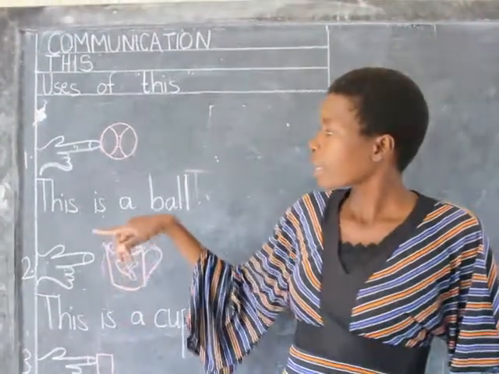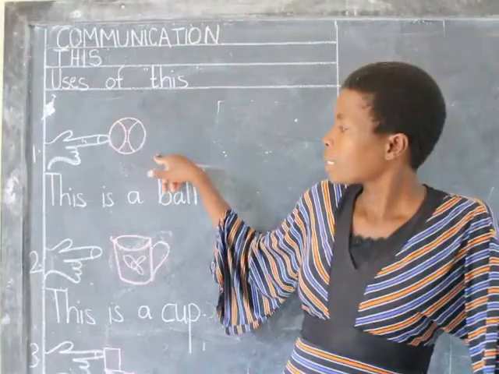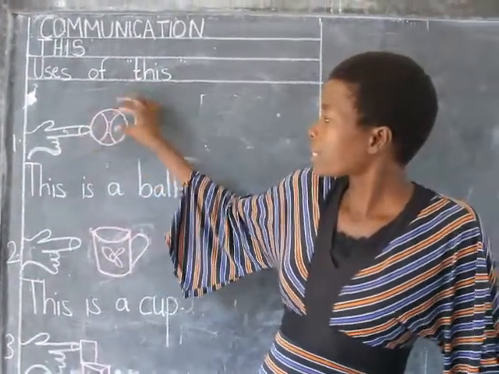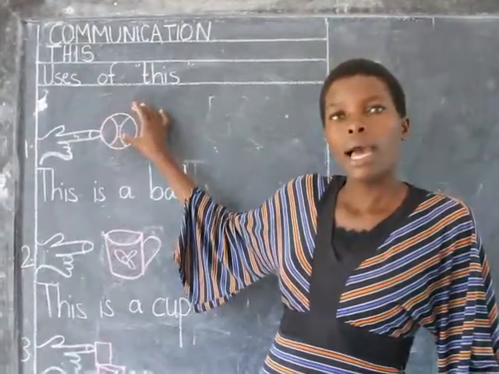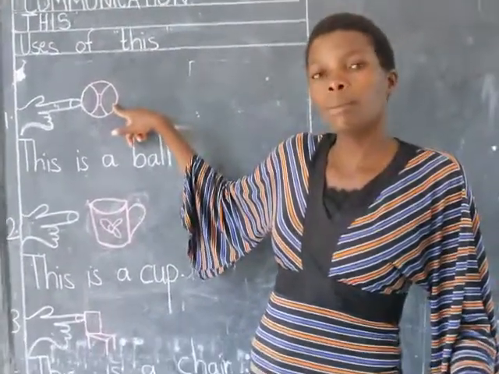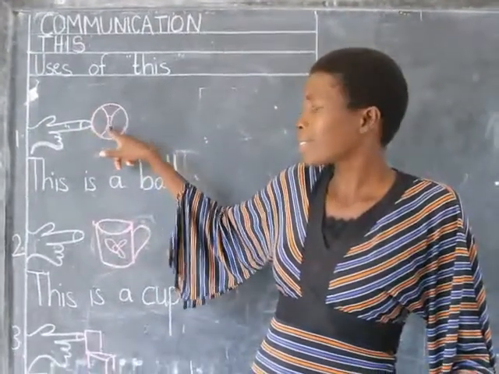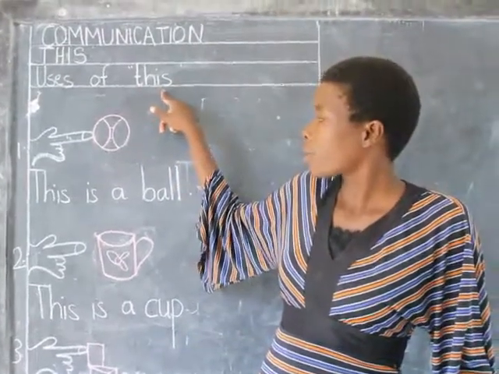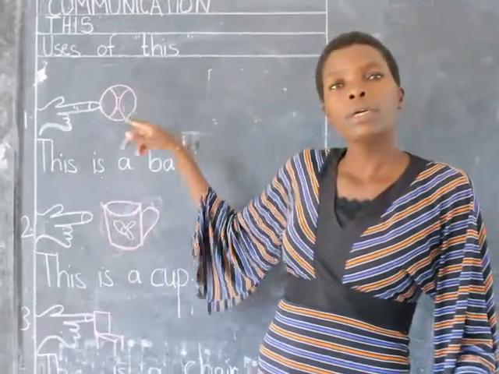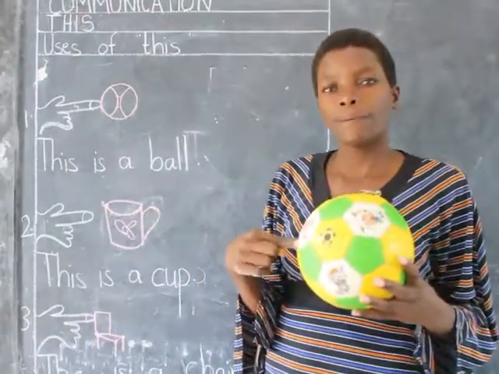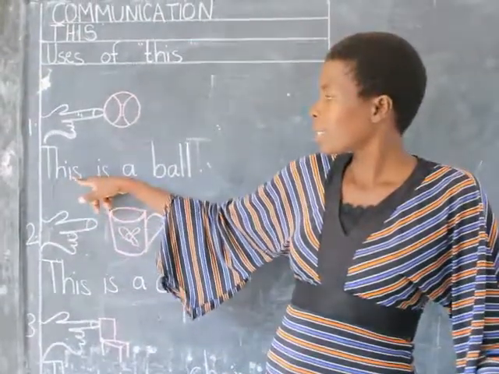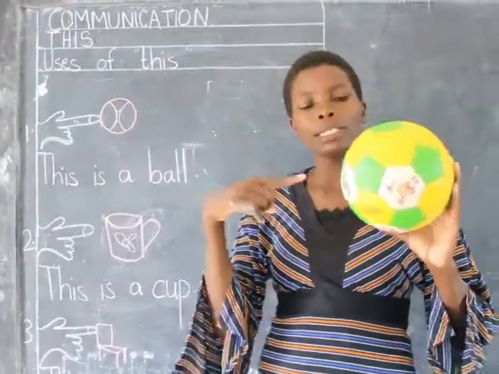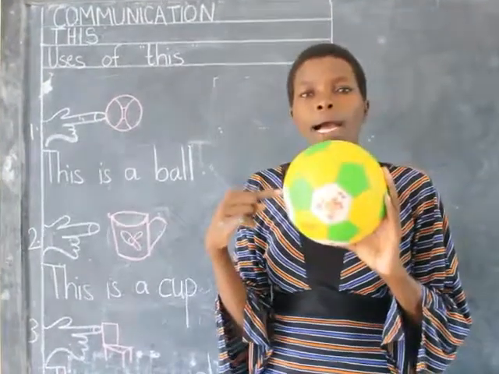I have example 1. In this example 1, I have a hand with the finger stretched out. On the right side of this finger, I have a picture known as the ball. This finger is touching the ball. So I said that we use the word this when I refer to the things that are closer, to the extent that I can be able to touch them. So I will read, this is a ball. I am touching this ball. I see this is a ball.